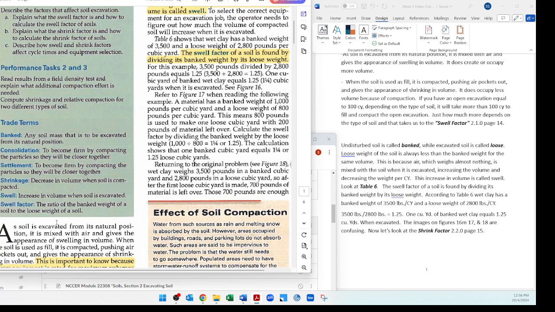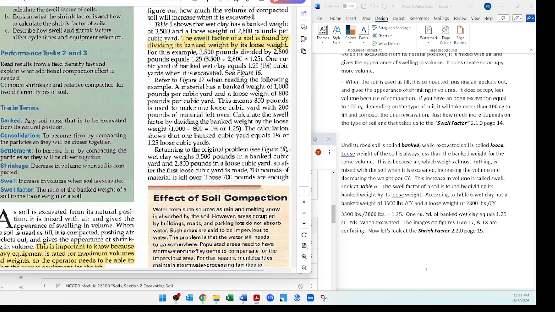Now we're going to talk about a swell factor, but swell is the increase in volume when soil is excavated. If you ever dug a hole and then needed to fill it up and couldn't get all your soil back in it, that's because when you bring it out of the hole, air mixes in with the particles, and the weight doesn't change, but the volume gets bigger. So it's an increase in volume when it's disturbed or excavated.